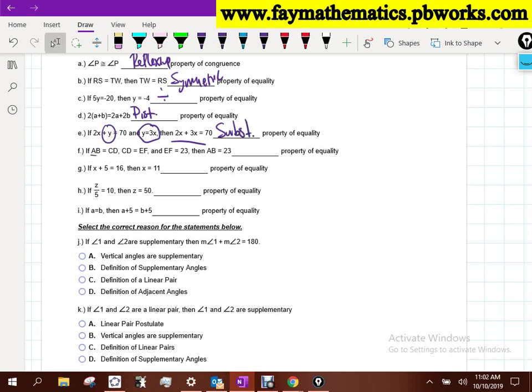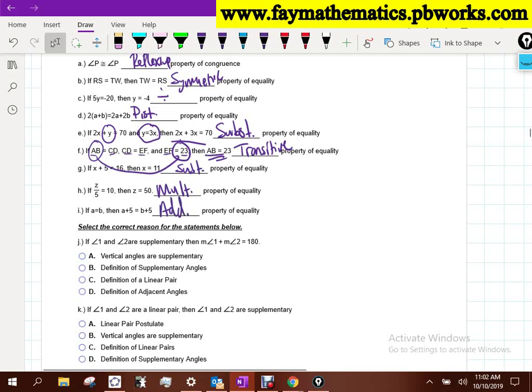Here is if A equals B, but B equals C, and C equals D, we can go all the way from A to D and get that argument. So that comparison is the transitive property. If x plus 5 equals 16, x equals 11, that's subtraction. Here, this is multiplication. And if A equals B, then A plus 5 equals B plus 5, that's the addition property of equality.